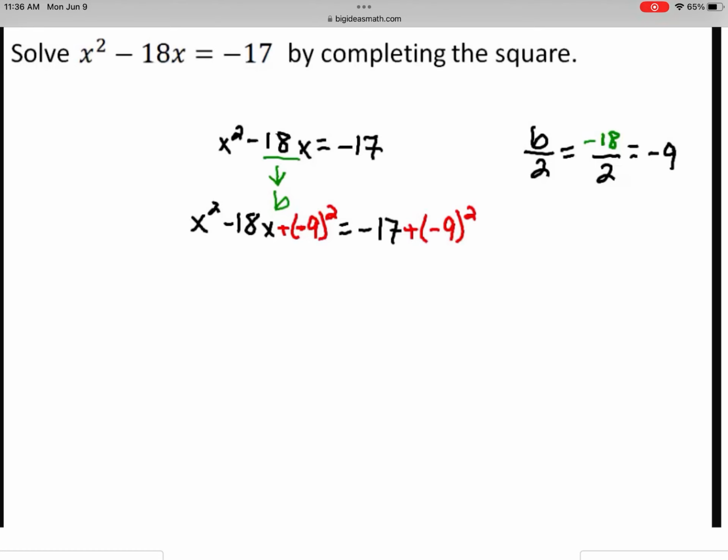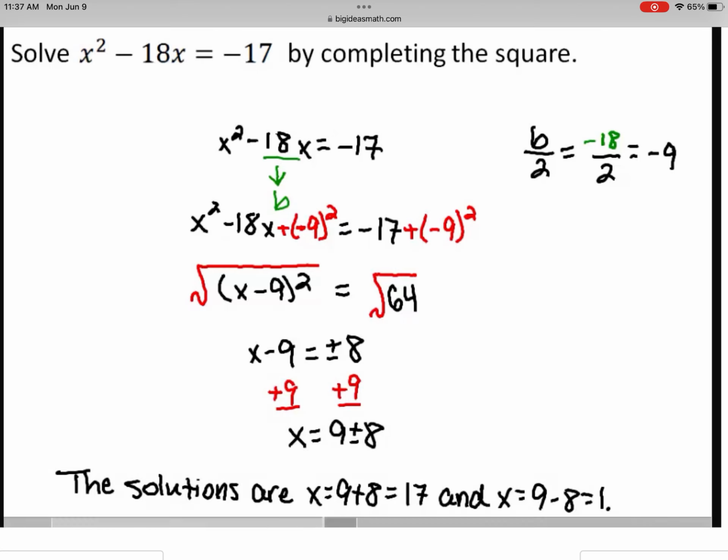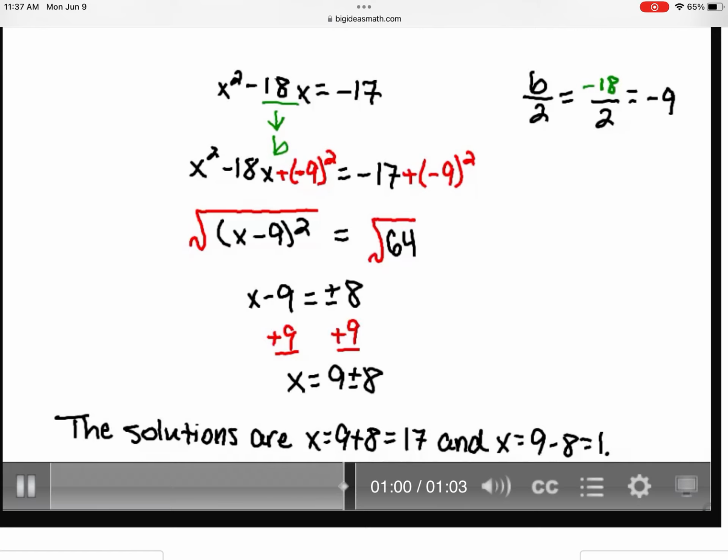X squared minus 18x plus the quantity negative 9 squared is a perfect square trinomial and factors as the quantity x minus 9 squared. Negative 17 plus the quantity negative 9 squared simplifies to 64. Now you want to solve for x by first taking the square root of each side, giving you x minus 9 equals positive or negative 8. Then add 9 to each side, leaving you with x equals 9 plus or minus 8. So the solutions are x equals 9 plus 8, which equals 17, and x equals 9 minus 8, which equals 1.